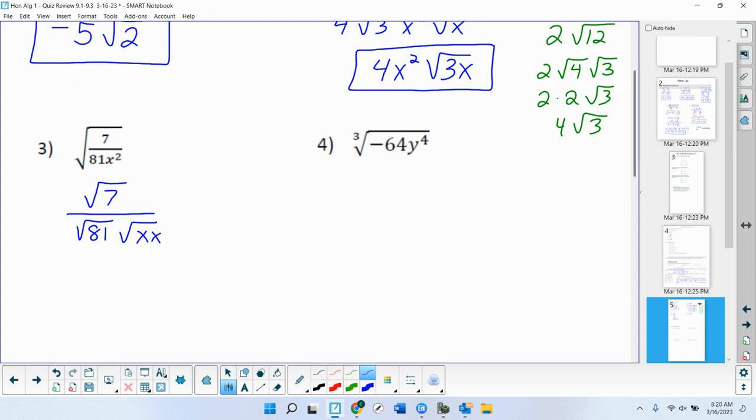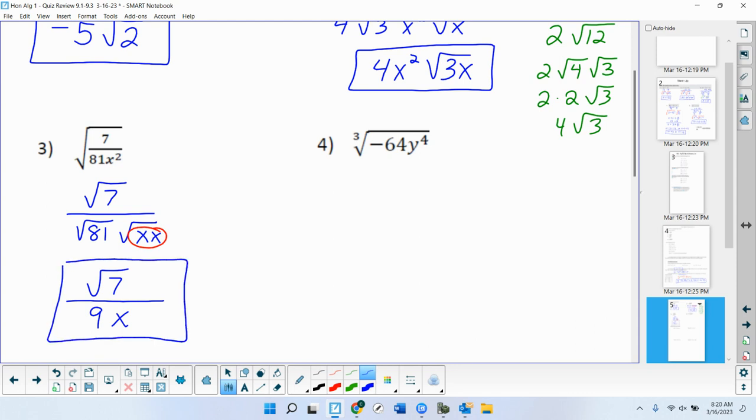Help me out. Can you do anything to the square root of 7? No. Guys, we're allowed to have a square root in the numerator, just not in the denominator. What's the square root of 81? 9. Now, x squared, you're looking for pairs to go out. How many pairs get to go out? Are we done? Guys, don't make that hard.